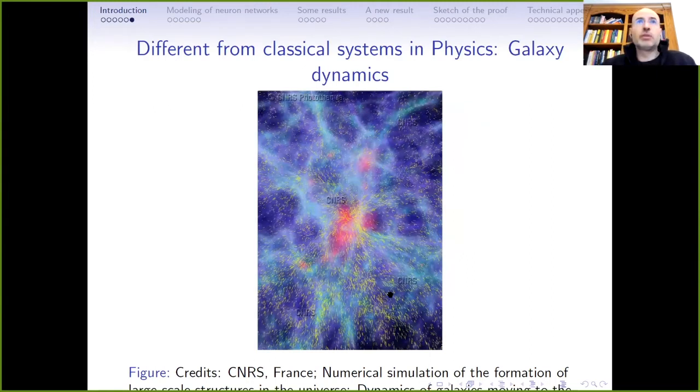And this is an actual simulation of galaxy dynamics, right? And this is the classical Newton interactions for exchangeable identical particles. And you see that here, the topology of interactions is so much simpler. So this is what we'll try to understand, both from a modeling and from a math point of view.